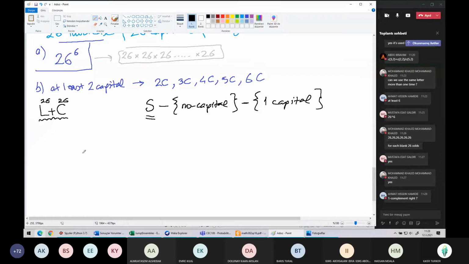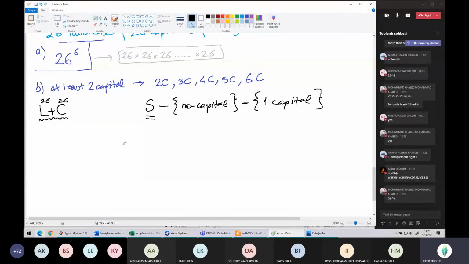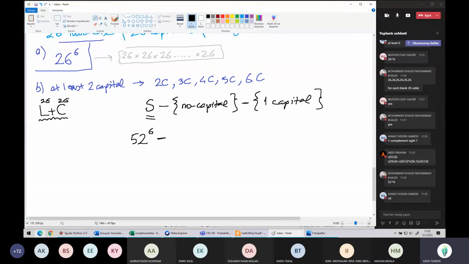What is the sample space here, if you can use both lowercase and capitals? Yes, 52 power 6 is my sample space, because I can use both lowercase and capitals. I have 52 letters in total. Yes, this is my sample space. Minus no capital. No capital means only lowercase.